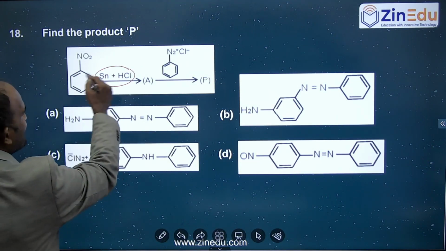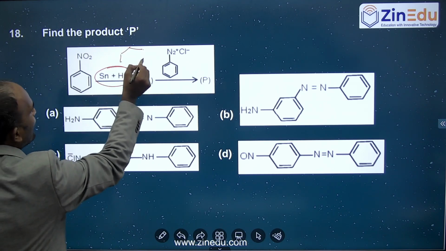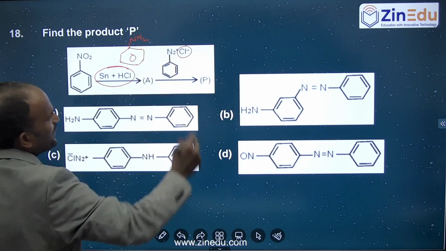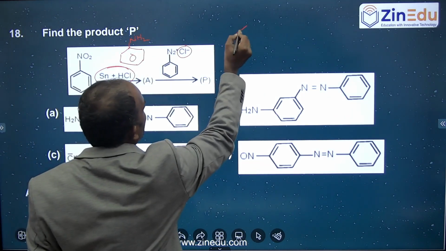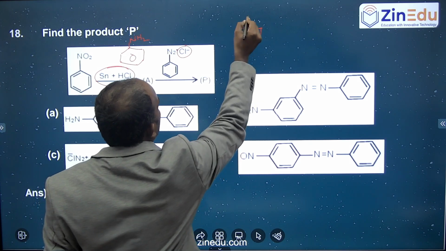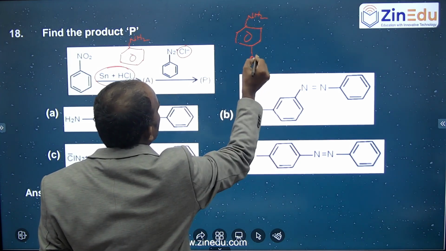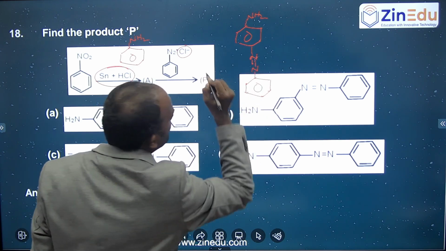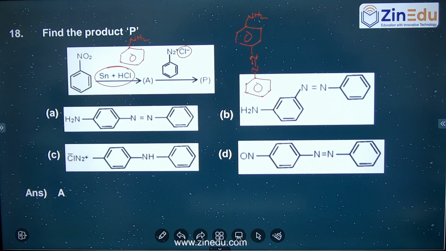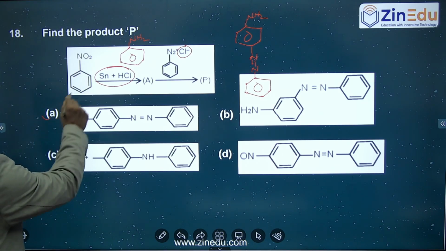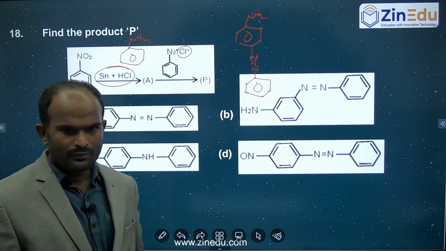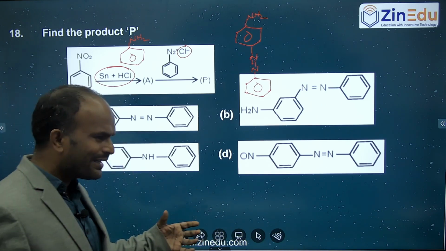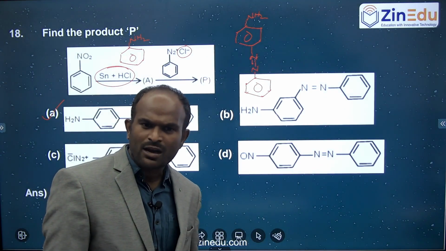Sn/HCl is going to give you aniline. Aniline is going to participate in the coupling reaction. Therefore, this will be NH2, N double bond N, para substituted coupling. For phenols as well as amines like aniline, we are going to get coupling reactions with the diazonium salts.